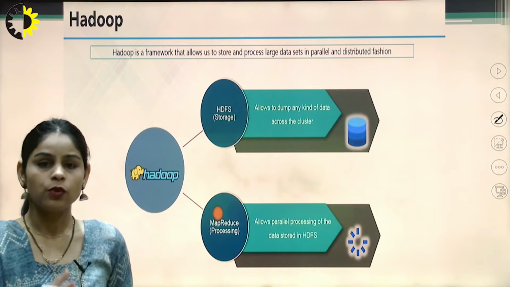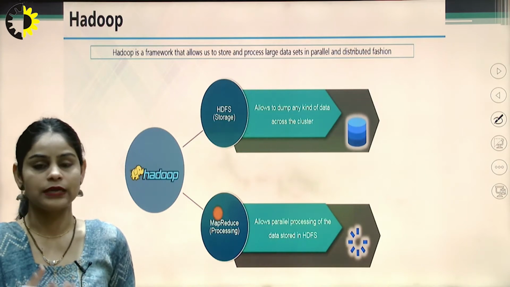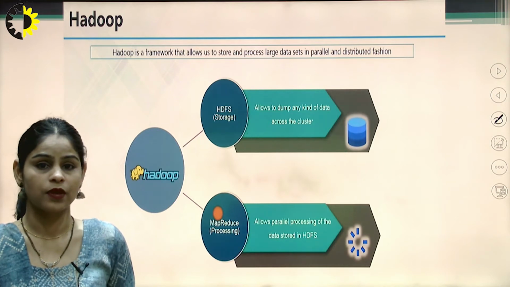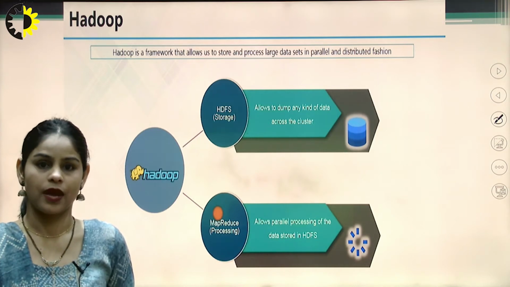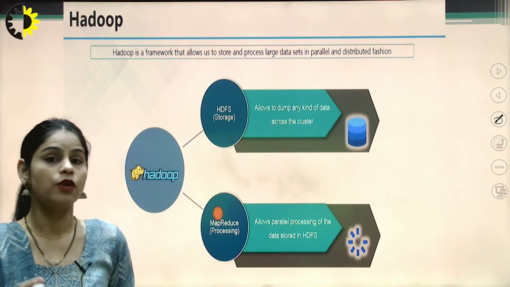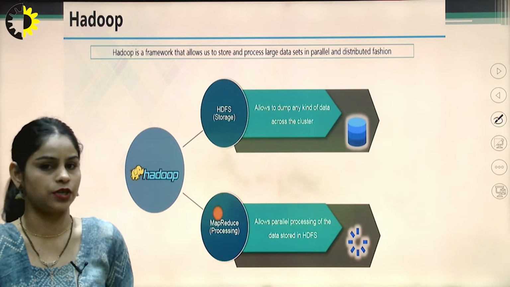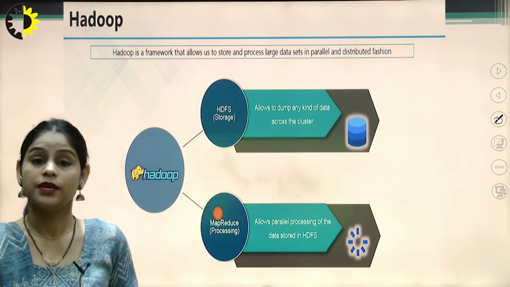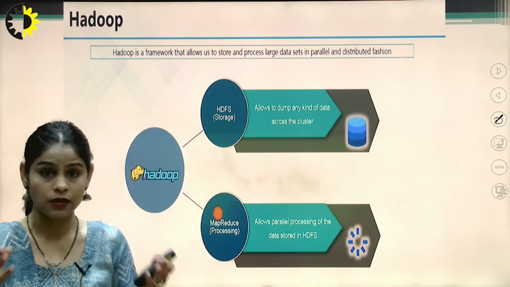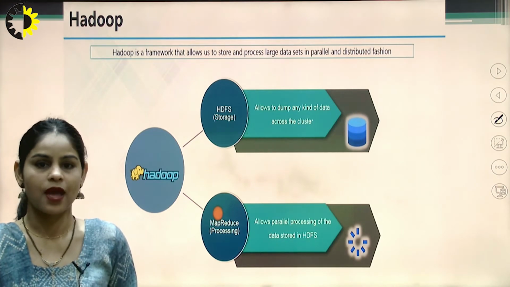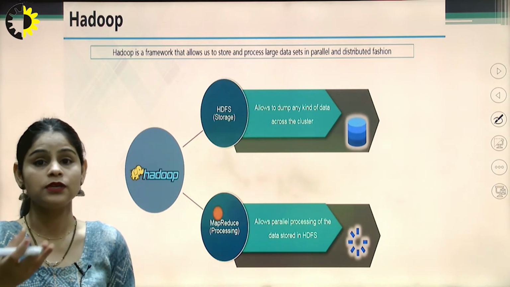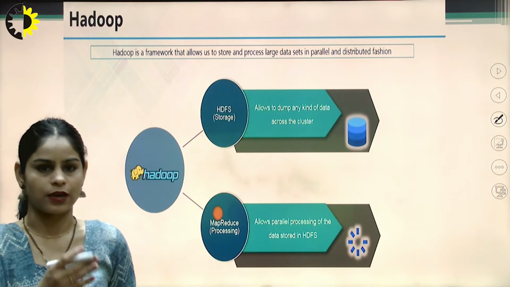Basically, Hadoop helps us to store the data that is being produced today, a large size of data, in a parallel fashion and in a distributed manner. It means now we are not storing the data on a single machine or a single device. We are distributing this data onto multiple machines. It means a cluster of machines. And along with that, we are processing that distributed data in parallel fashion.